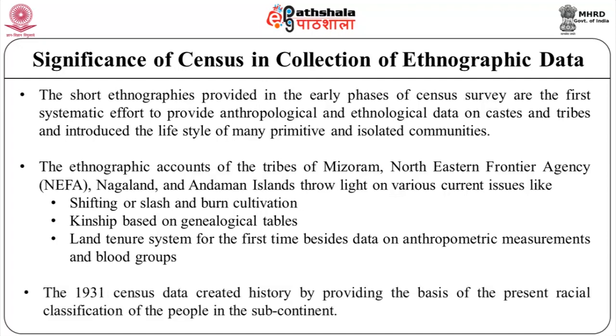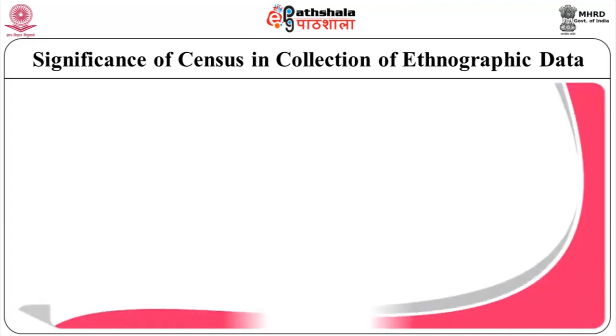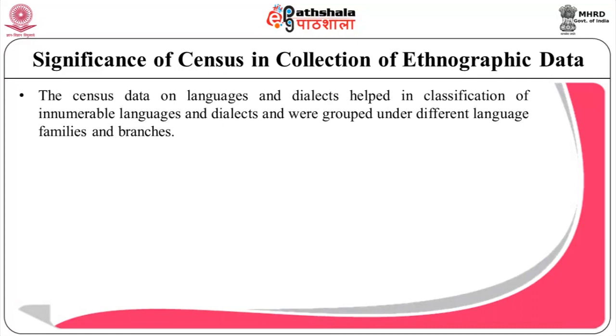The 1931 census data created history by providing the basis of the present racial classification of the people in the subcontinent. The census data on languages and dialects helped in the classification of innumerable languages and dialects and were grouped under different language families and branches.